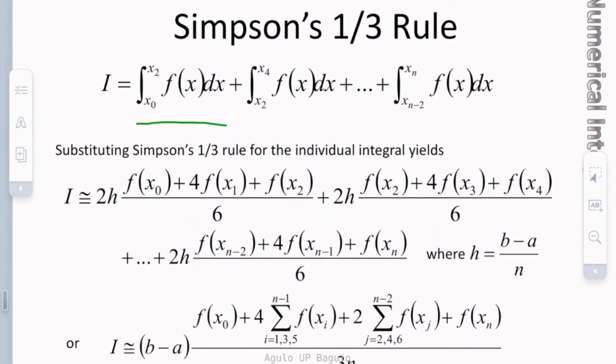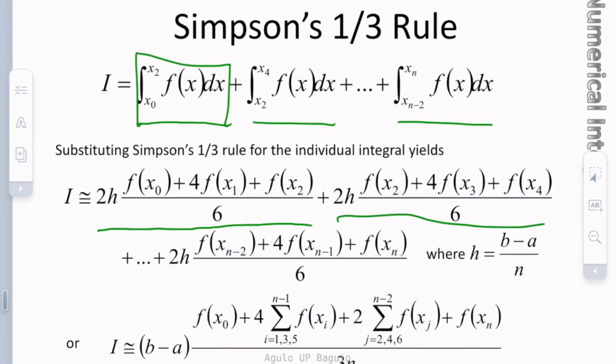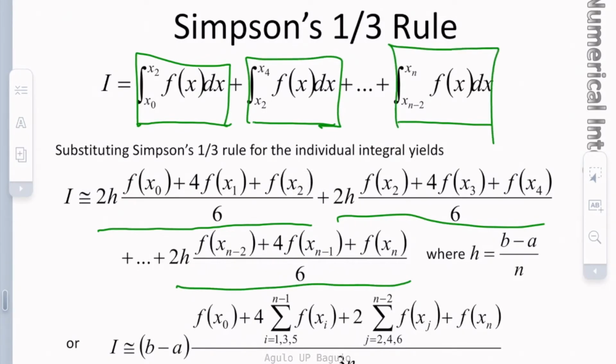So this is your first interval, this is your second interval, and so on and so forth, and this is your last interval. Substituting Simpson's 1/3 rule for the individual integrals yields the following expression. This was obtained from this term, this was obtained from this term, and this was obtained from this term, where h is equal to (b minus a) all over n. By combining same terms, we end up with the following expression as shown.